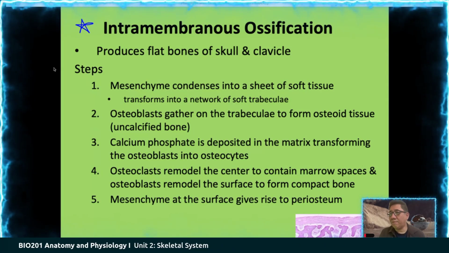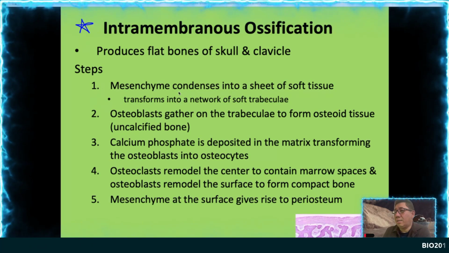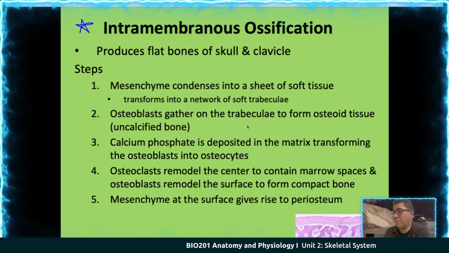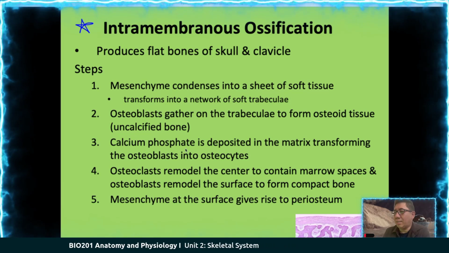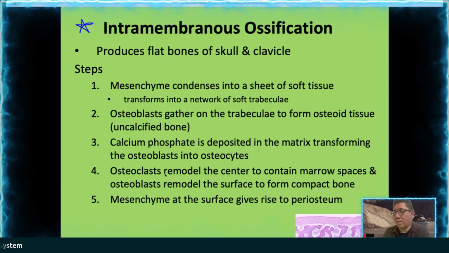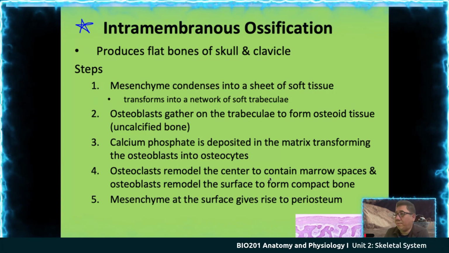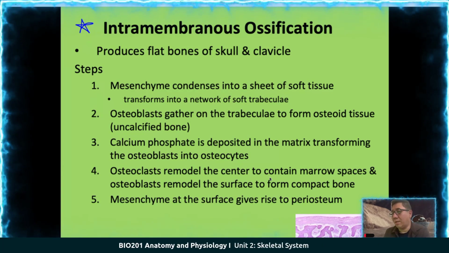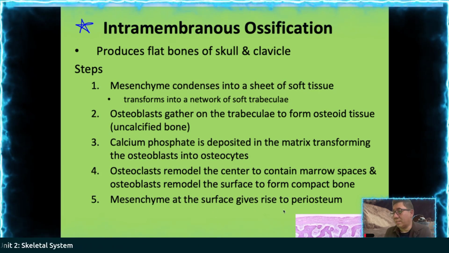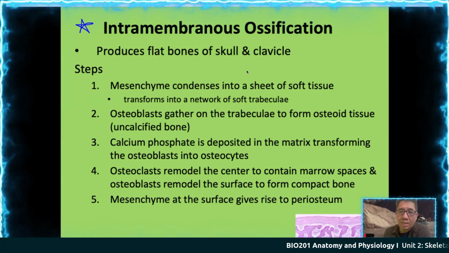And you go through these different steps. One is that the mesenchyme condenses into a sheet of soft tissue. Then osteoblasts gather on the trabeculae to form osteoid tissue. Then calcium phosphate is deposited in the matrix, transforming osteoblasts to osteocytes, and osteoclasts then remodel the center to contain marrow spaces, and osteoblasts remodel the surface to form compact bone. And then mesenchyme at the surface gives rise to the periosteum. So this shows the different steps of how the membrane bone actually forms.